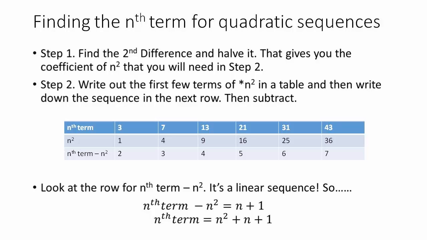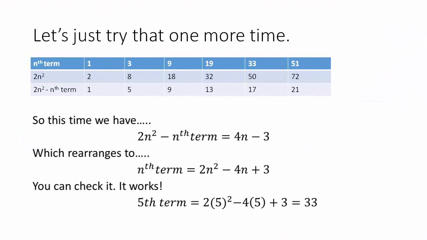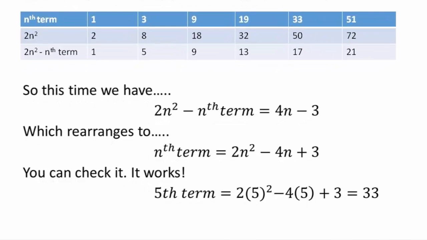It's a lovely trick. Okay, let's do the same thing, just one more bit of practice with the last set of numbers, which went 1, 3, 9, 19, 33 and 51. If you want, you can pause the video and have a go at it on your own first, but I'll quickly run through it now. 2n squared is what we're going to have to use this time, so that gives us the following list of numbers: 2, 8, 18, 32, 50 and 72.